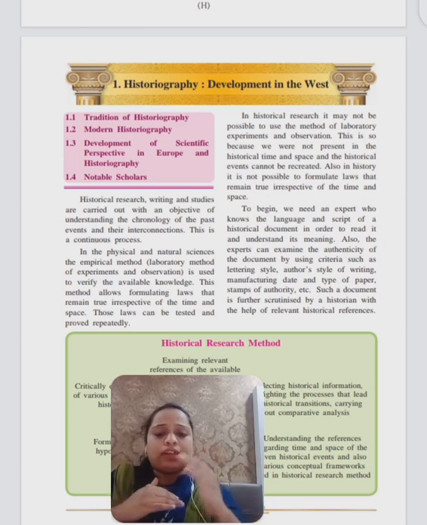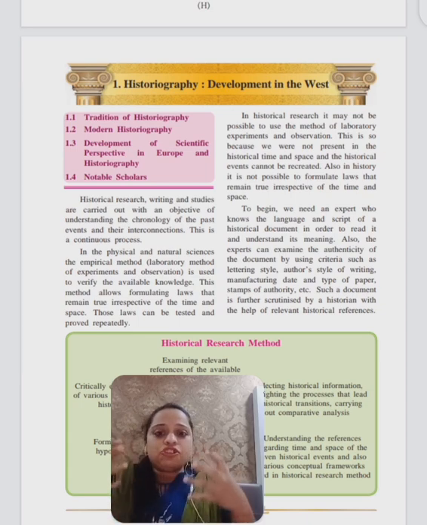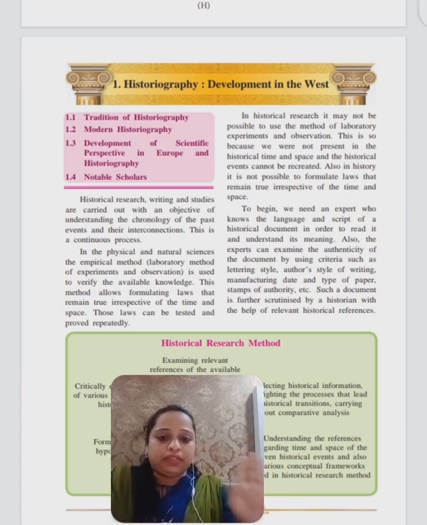In physical and natural science, the empirical method, that is the laboratory method, is very applicable. When you go into your laboratories, you get to a perfect conclusion, but in history we cannot deal with conclusions like that. In history we have to depend upon the studies of the experts, the proofs, and the evidence in order to understand something in a true sense. So in history, the laboratory method is not at all applicable, students.